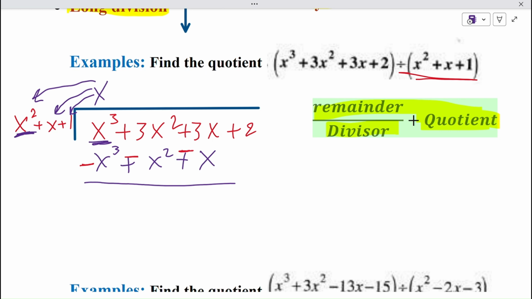Then add together x to power 3, x to power 3. They are cancelled. X to power 2 and x to power 2. This becomes 2. 3 minus x to power 2 is equal to 2x to power 2. Then 3x minus x is equal to plus 2x. Then put down this 2 plus 2. Okay.